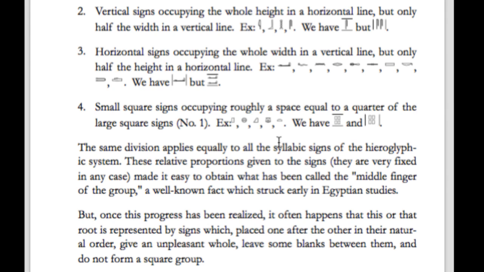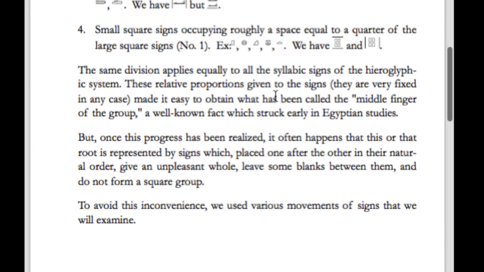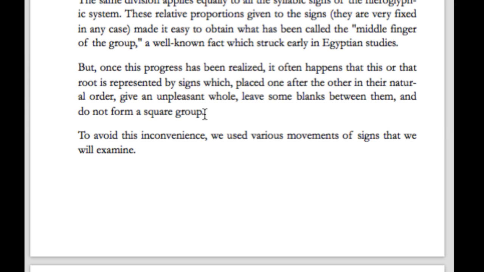Remember that. The same division applies equally to all the syllabic signs of the hieroglyphic system. These relative proportions given to the signs made it easy to obtain what has been called the middle finger of the group, a well-known fact which struck early in Egyptian studies. But once this progress has been realized, it often happens that this or that root is represented by signs which, placed one after the other in their natural order, give an unpleasant whole, or leave some blanks in between them and do not form a square group.